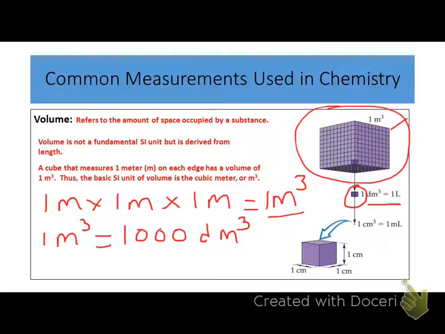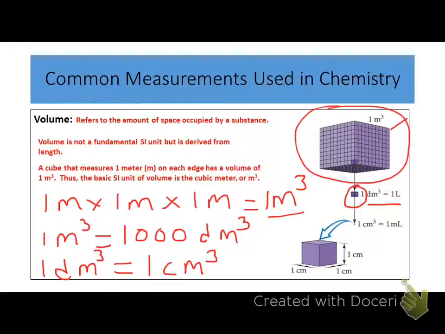Now, if we take 1 cubic decimeter and we break it into 1,000 smaller cubes, what do you get? You get a cubic centimeter. So we find that 1 cubic decimeter is equal to 1 cubic meter.